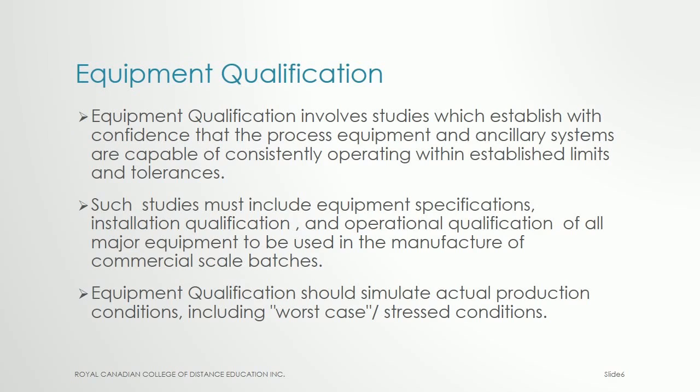Equipment Qualification. Equipment qualification involves studies which establish with confidence that the process equipment and ancillary systems are capable of consistently operating within established limits and tolerances. Such studies must include equipment specifications, installation qualification, and operational qualification of all major equipment to be used in the manufacture of commercial-scale batches. Equipment qualification should simulate actual production conditions, including worst-case conditions.